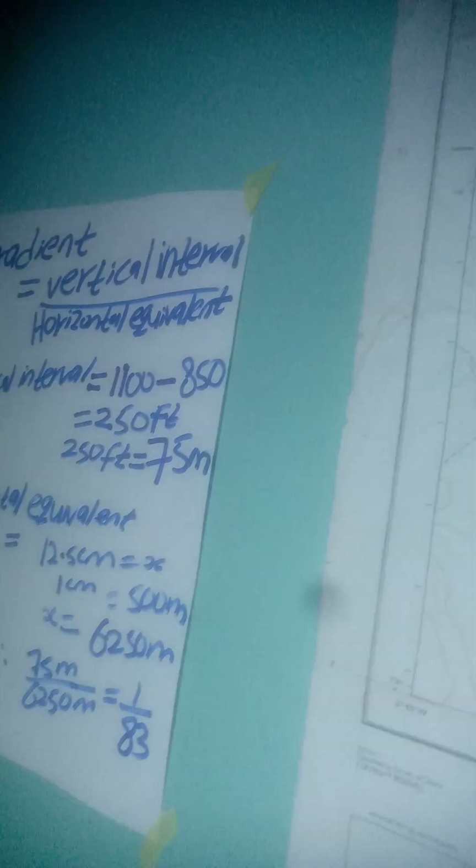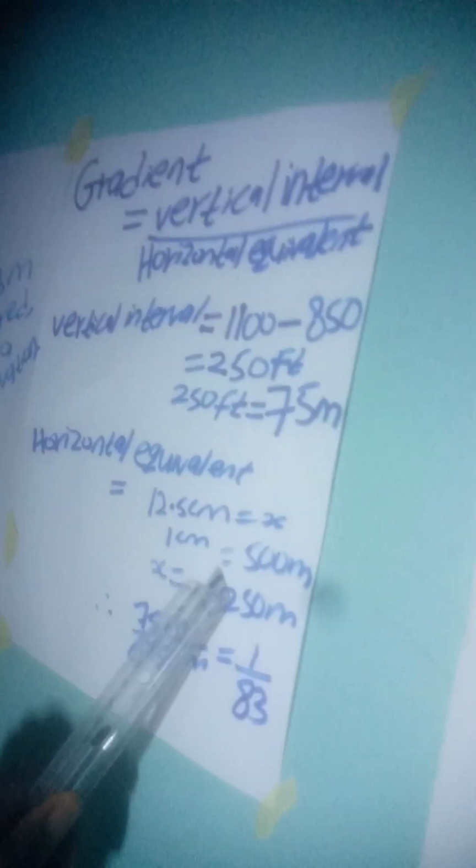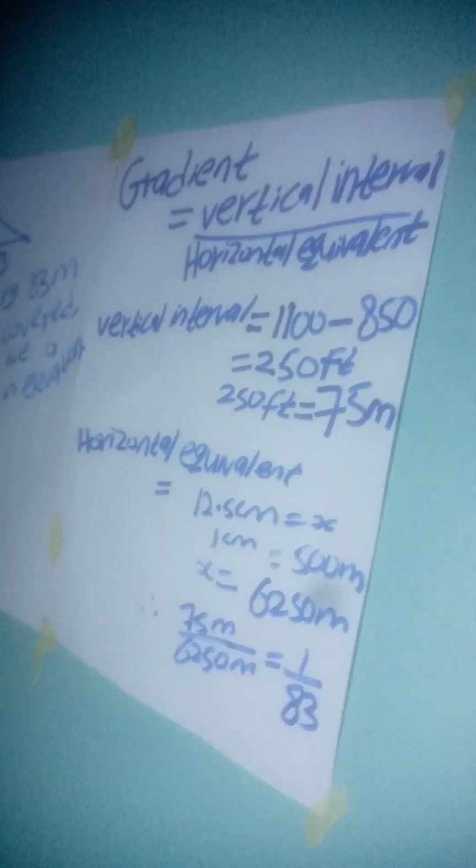Now, the 12.5 centimeter I measured from point A to B, I relate to the scale. 12.5 times 500 give us 6,250 meters. That means on the ground, this point A and B, that is horizontal equivalent, is 6,250 meters. Now let's use the formula now.